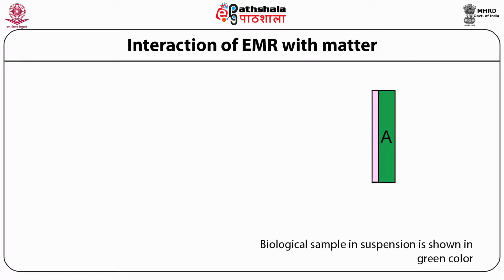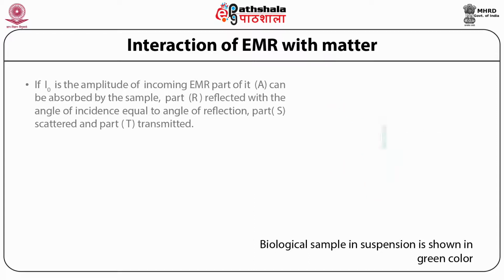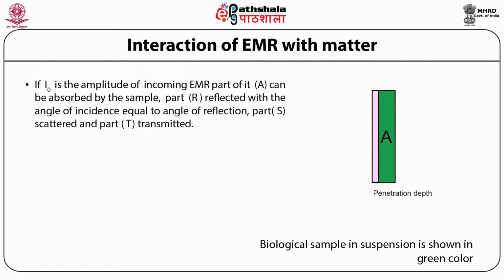How does electromagnetic radiation interact with matter? Here, we show a sample, a suspension of some molecules in green color. The incoming light is shown as I0 in black color. Then, part of it, A, can be absorbed by the sample. Part R can be reflected with the angle of incidence equal to the angle of reflection. Part S can be scattered, going in different directions. There can also be internal scattering in the sample. And part T is the transmitted part.